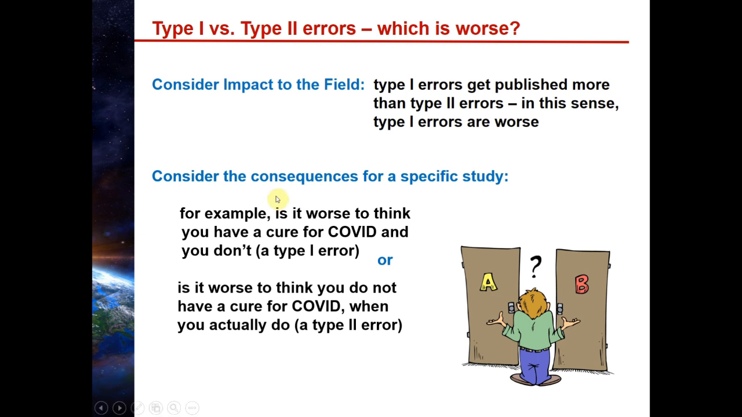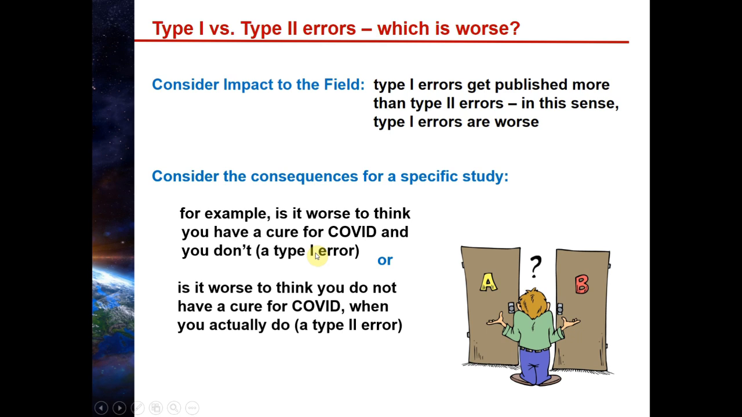And let's pretend that you find significant results. Right? So that means you think you have found a cure, but in reality, you don't. So that would be a type 1 error, right? Thinking you have a cure, but in reality, it's just sampling error. So what would be the consequences of that?